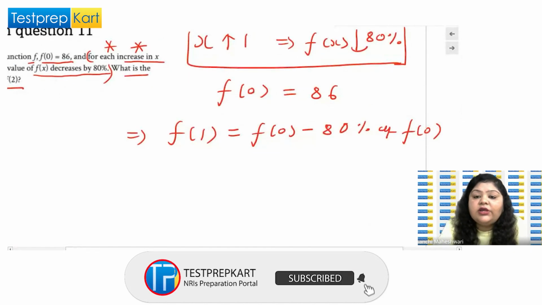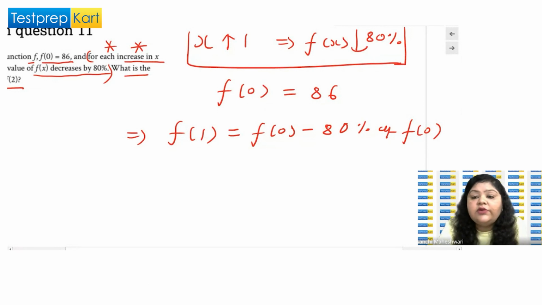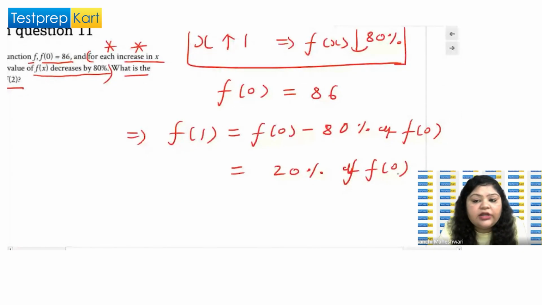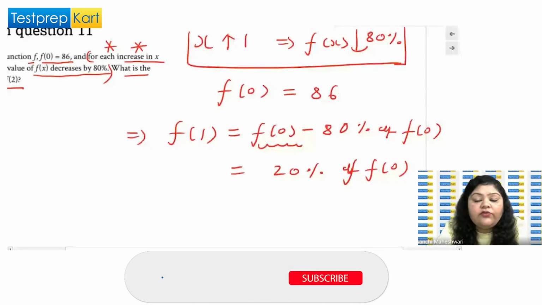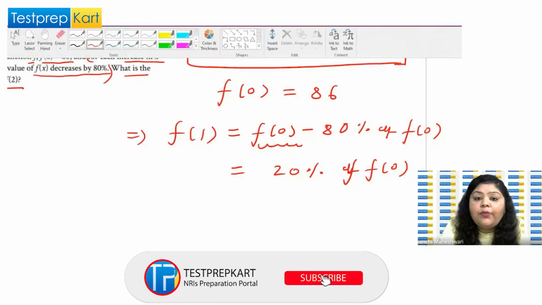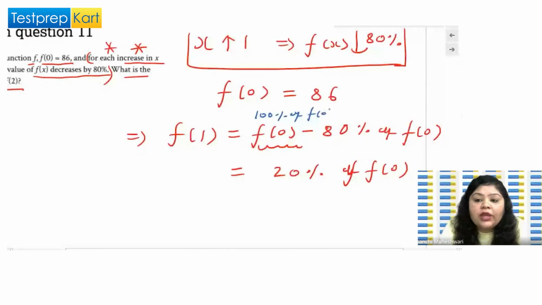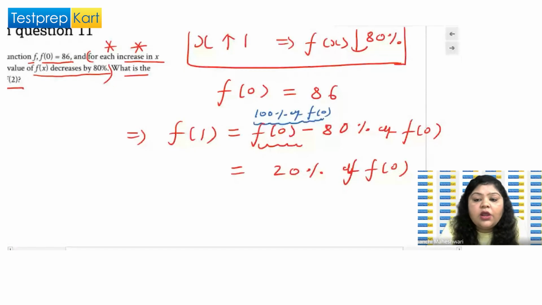I have increased the value of x by 1, so obviously the value of the function will decrease by 80%. Now if it is f of 0 minus 80% of f of 0, can't I say it would be 20% of f of 0? Because if I have this f of 0, let me change the color of my pen. By default, it means 100% of f of 0. So from 100% we are subtracting 80%, and the final answer should be 20% of f of 0.